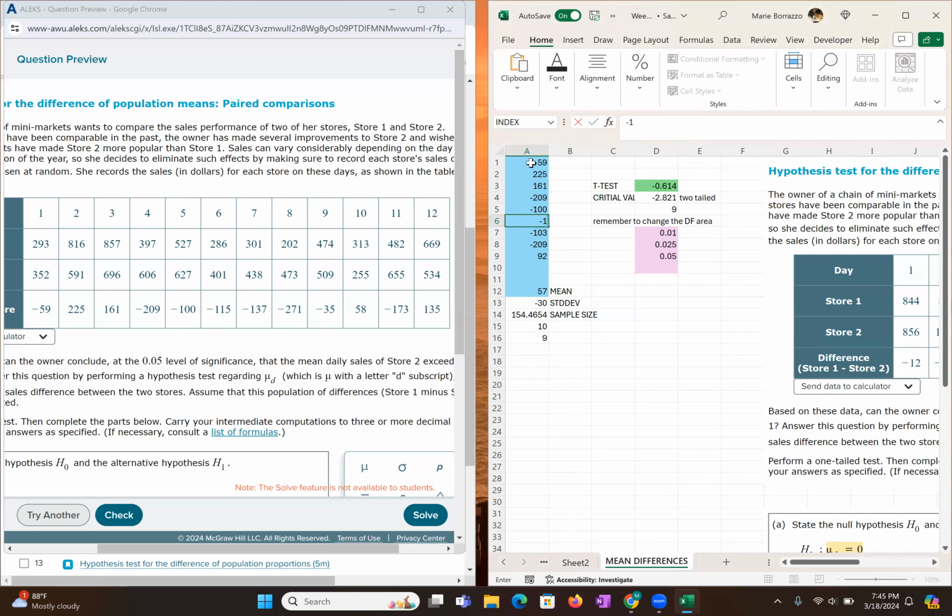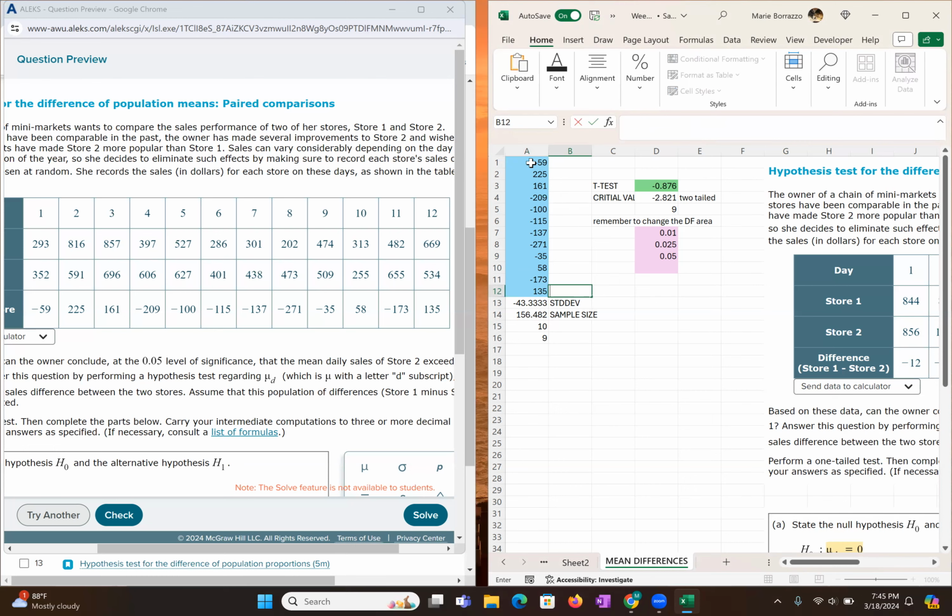And -1015. -137. -271. And -35. And 58. -173. And lastly, 135. So this is how we explore these.